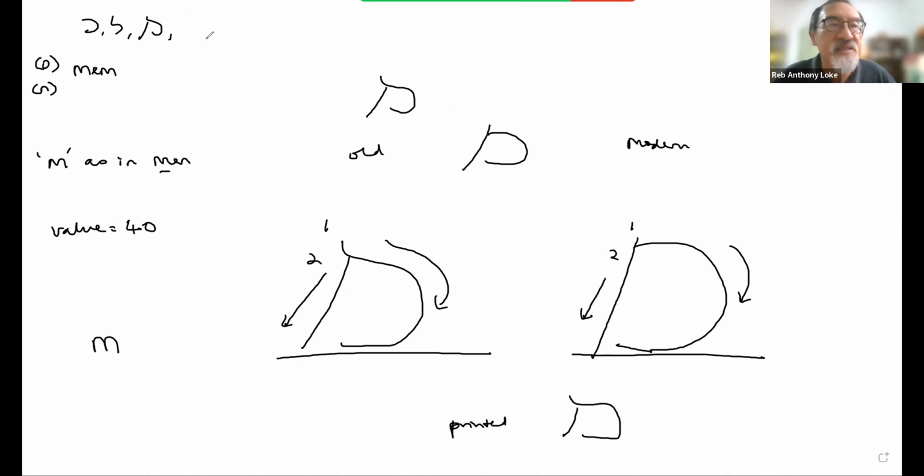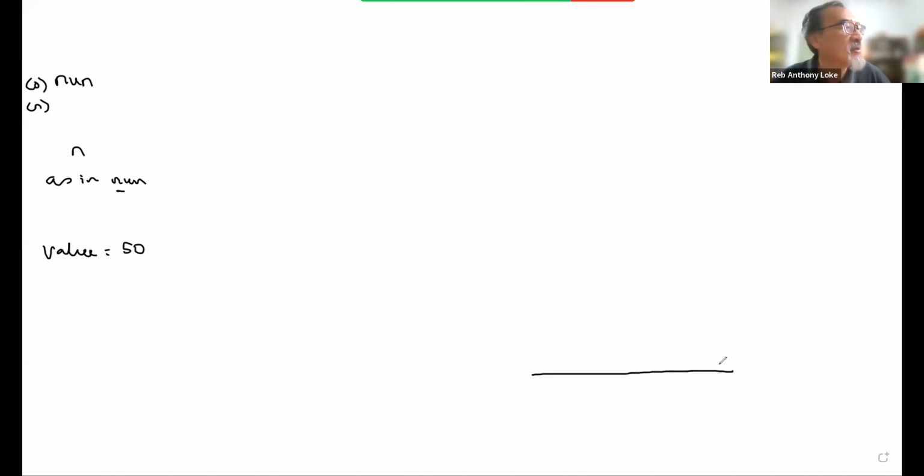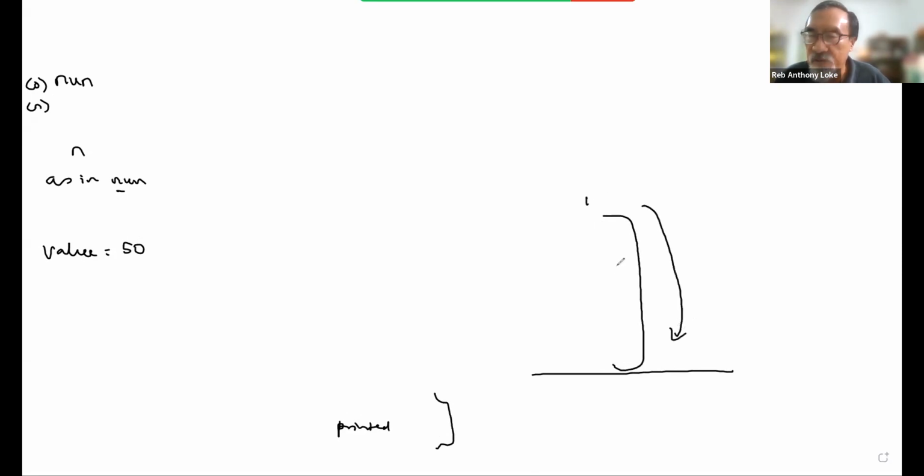Then followed by N, Nun. So the O and the Nu is the same. This is your letter N as in none. N sound. And you have a value of now 50. Now Nun, you can see the printed script, of course, looks nice. That's your printed script. So it's very, very simple. You just one stroke. See, one stroke, do the whole thing.